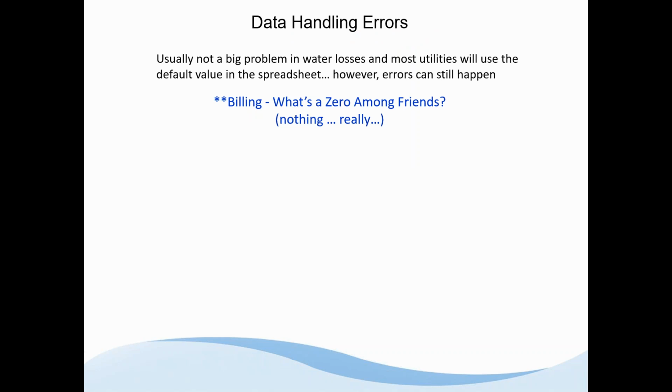Data handling errors are usually not a big issue, especially as we move to AMI, but things do happen, errors do occur. As we always say, what's a zero among friends? Everybody's had the story or been told the story about a dropped zero, somebody missing a zero, and it makes a huge difference to billing 100,000 gallons versus 1,000,000 gallons.